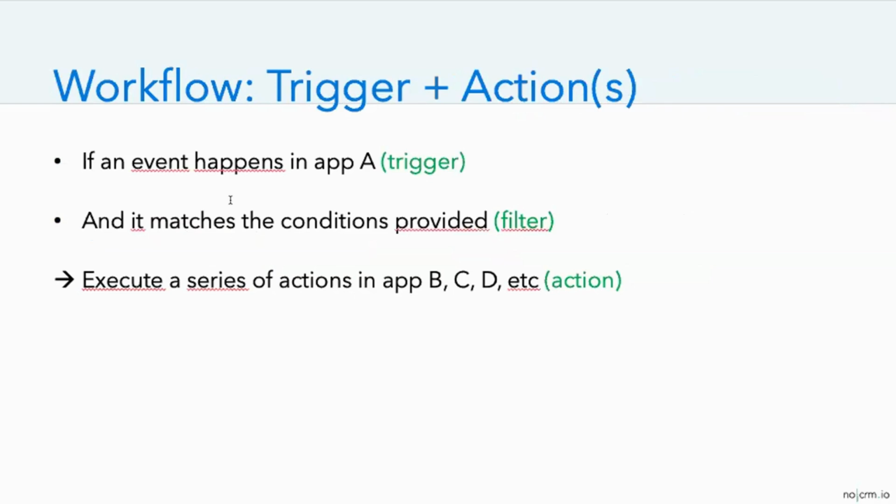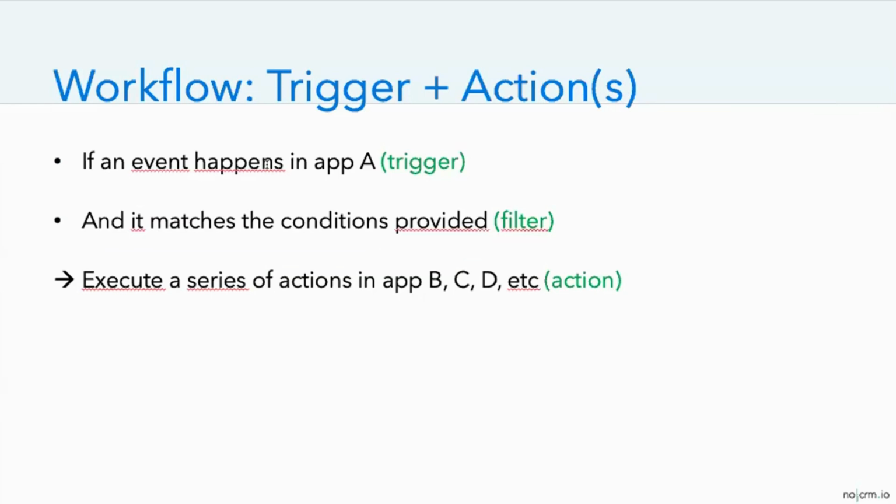So if a triggering event happens in app A, that's what we call a trigger, and it matches the conditions that you provide. This is, of course, optional if you'd like to enter a filter. Then you would ask the application to execute an action or a series of actions in app B, C, D, etc. You can even automate a workflow within the same application.